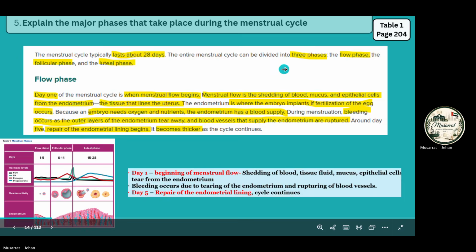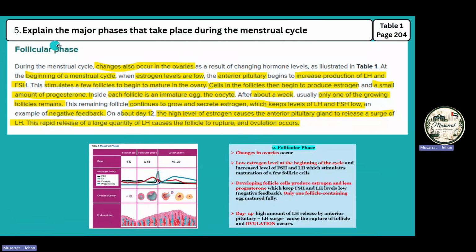Okay. Then we come to the follicular phase. What's happening in the follicular phase? This one is from 6 to 14 days. During the menstrual cycle, changes also occur in the ovaries. What's happening? At the beginning of the menstrual cycle, when estrogen levels are low, the anterior pituitary begins to increase. We've done this for the male reproduction. It's the same for the female also.